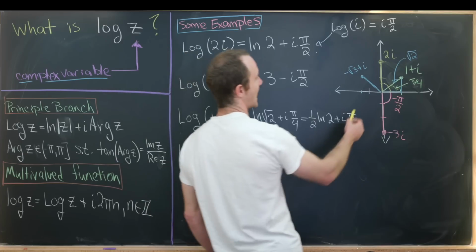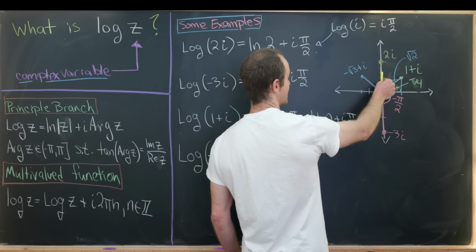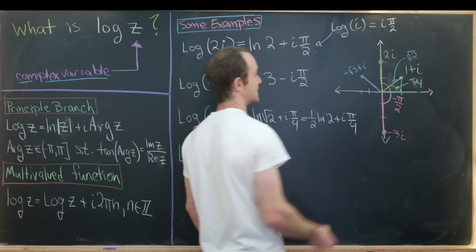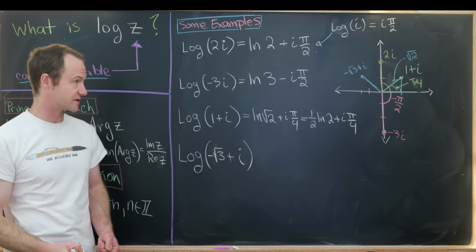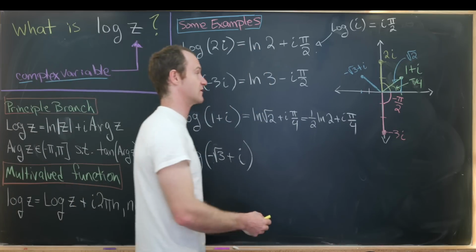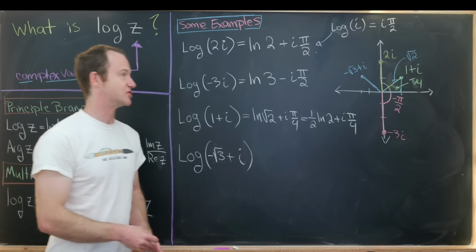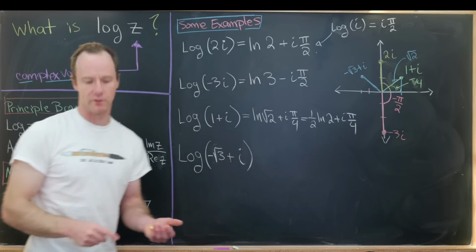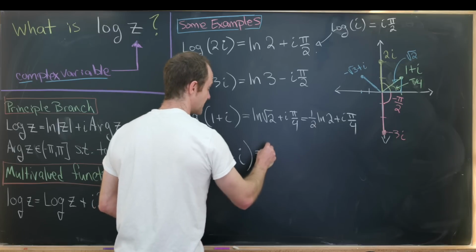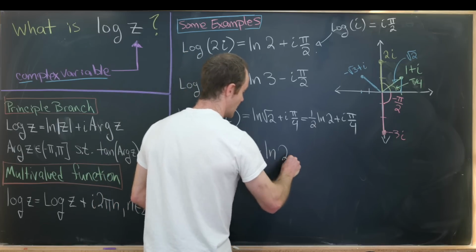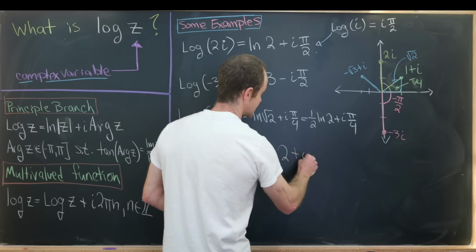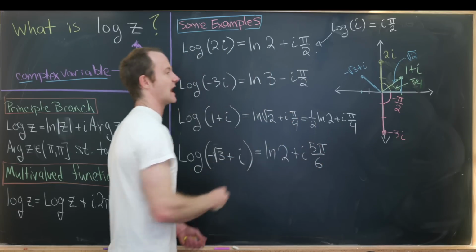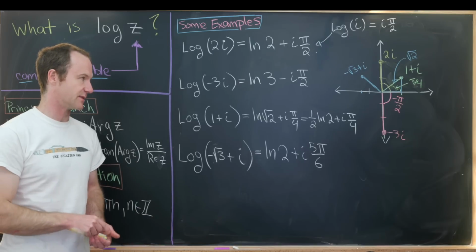I think the angle from the positive imaginary axis will be pi over 3. So pi over 3 plus pi over 2 is 5 pi over 6. So the argument is 5 pi over 6. And then the modulus is 2 because it's the square root of 3 plus 1, so the square root of 4. So in the end, we get that this thing is the natural log of 2 plus i times 5 pi over 6, given that that angle is 5 pi over 6 like we talked about.